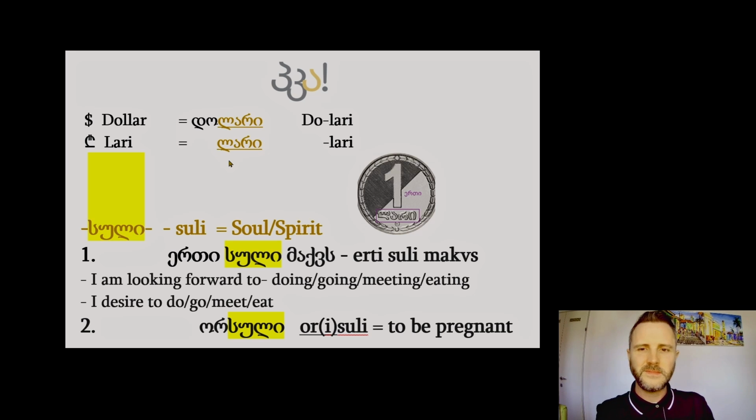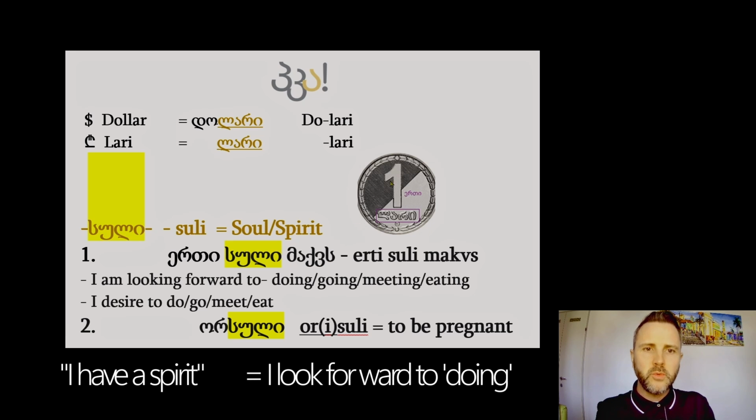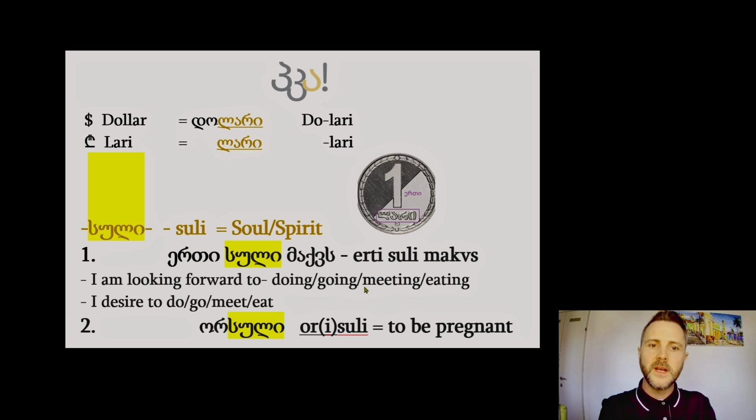There you go. Now, the next two things are expressions that we like to use. They use numbers, so I thought that they would be quite relevant to today and a nice way to close our counting class. Erti, 1. Suli, spirit. Makvs, I have. If you have one spirit in Georgian, what it really means is that you're optimistic to do something in the future. So it's, I am looking forward to doing something. Erti suli makvs. I'm looking forward to going somewhere, looking forward to meeting someone, I'm looking forward to eating something.